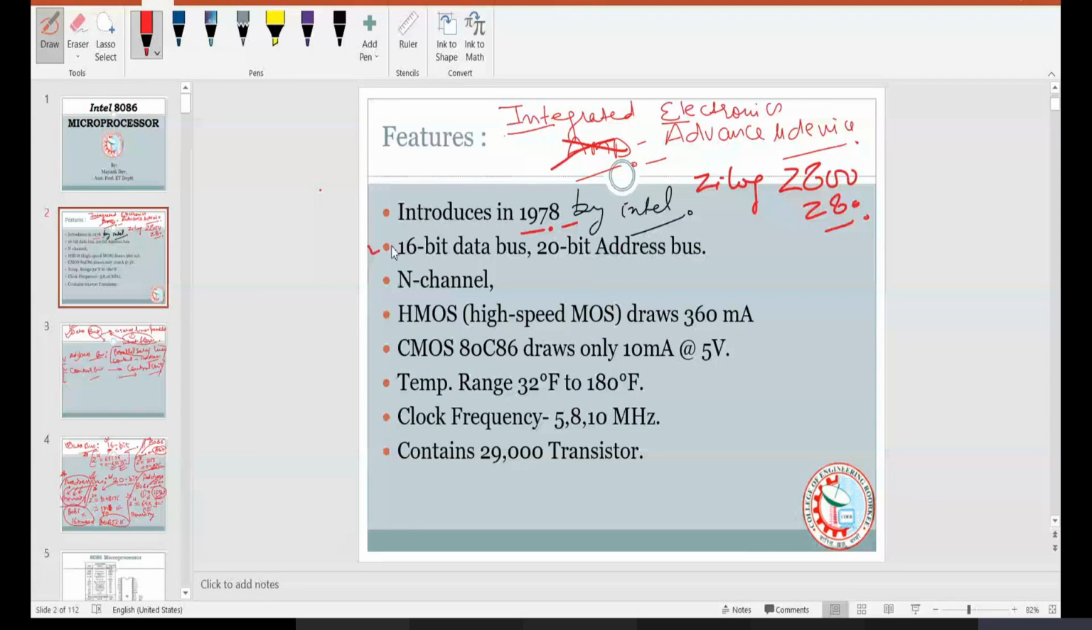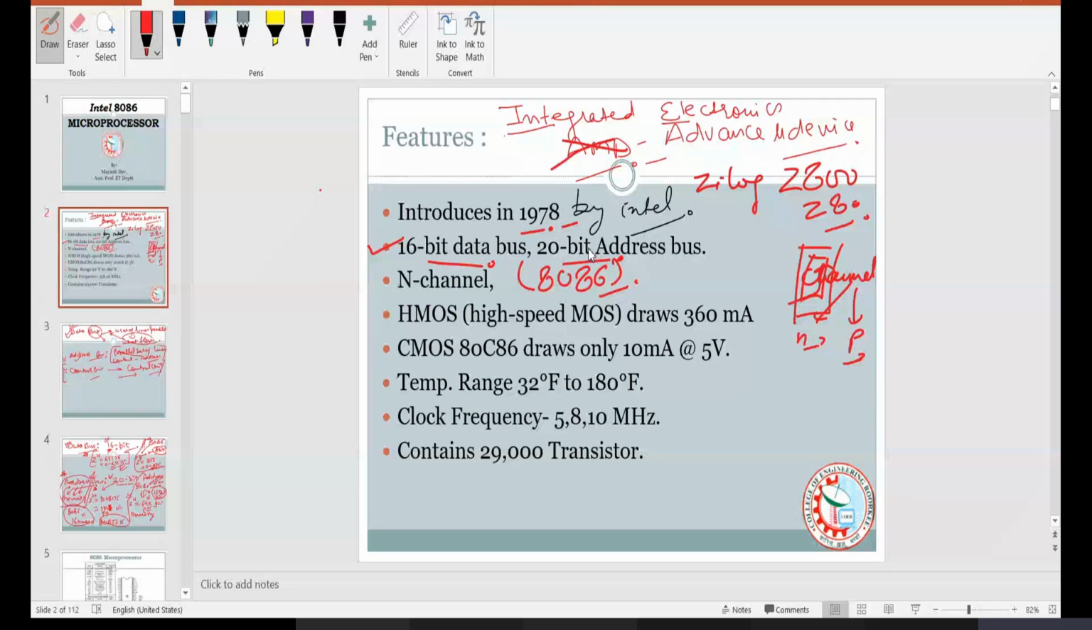The second point we were discussing is the 16-bit data bus. I hope all of you understood the basics of the data bus and the 20-bit address bus. In the processor body, there is a type of channel inside. Channel means the empty space from where the current flows. That channel is of two types: N type and P type, depending on whether the majority carriers are N type or P type. In 8086, the channel is of N type.